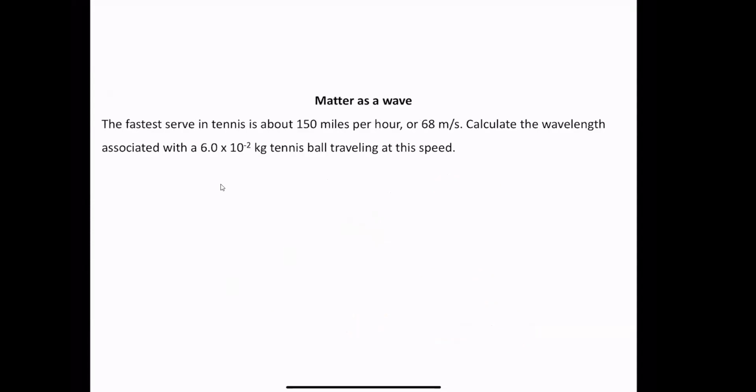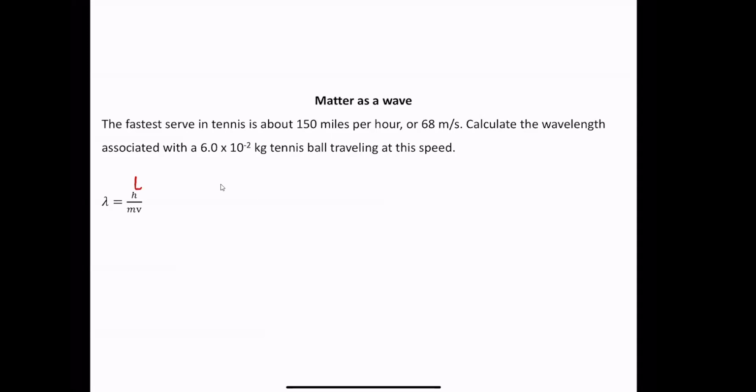So here, matter that's in motion is making a wave, right? When playing tennis, these guys hit these tennis balls about 150 miles an hour. We're going to calculate the wavelength associated with that. So in kilograms, that's about how much a tennis ball weighs, 6.0 times 10 to the minus 2 kilograms, traveling at 68 meters per second. So this is going to take quite a bit of work here, right? Or no, actually, that's another calculation we're doing later today.